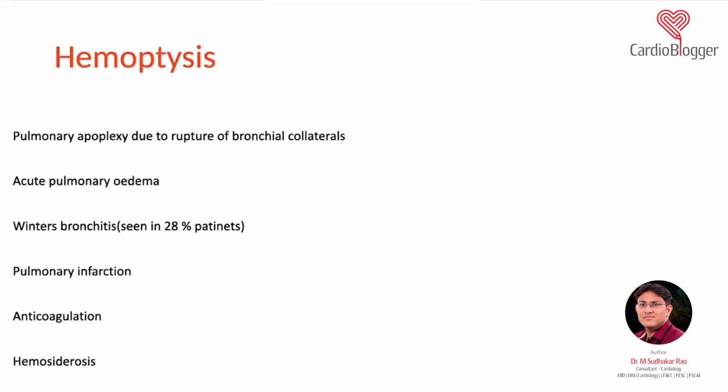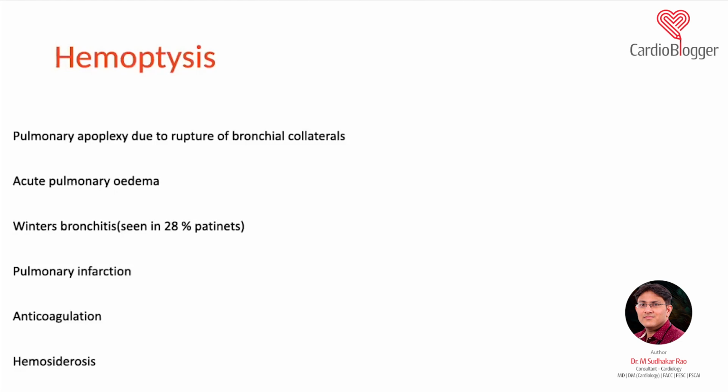Now, why cardiac disease, typically mitral stenosis, causes hemoptysis: there are 5 or 6 important causes. The first cause which you should always know is pulmonary apoplexy. Because of the increased pressure, it causes the rupture of bronchial collaterals, which causes hemoptysis, also known as pulmonary apoplexy. Second, when there is acute decompensation, acute pulmonary edema may present with blood frothy sputum, and that is hemoptysis.